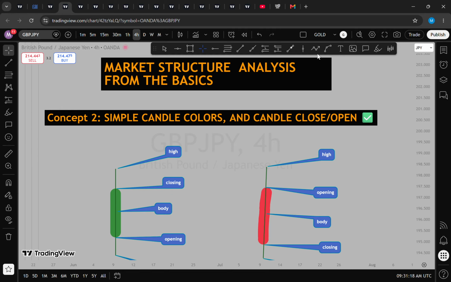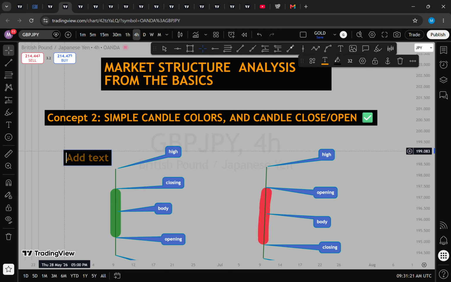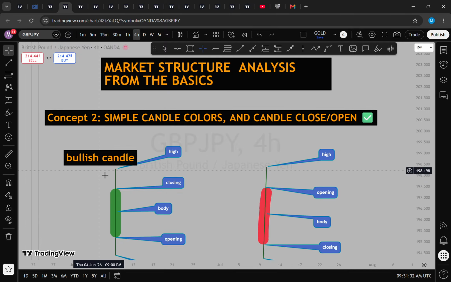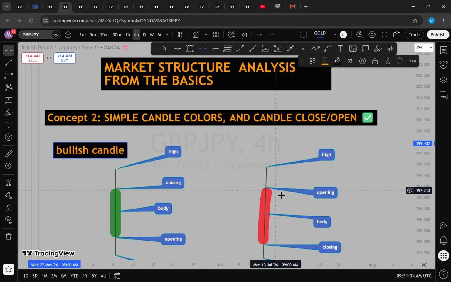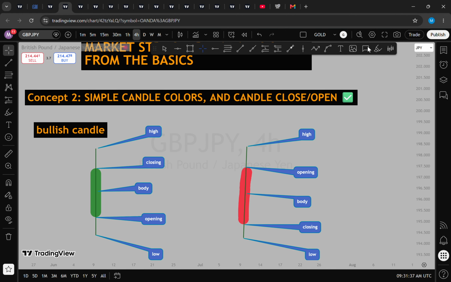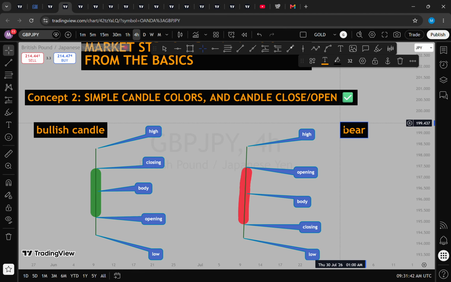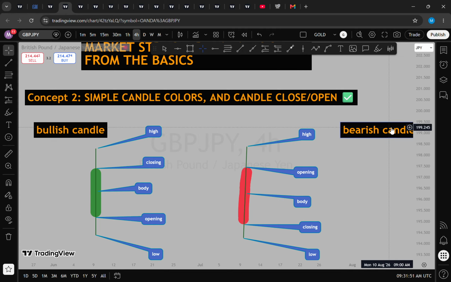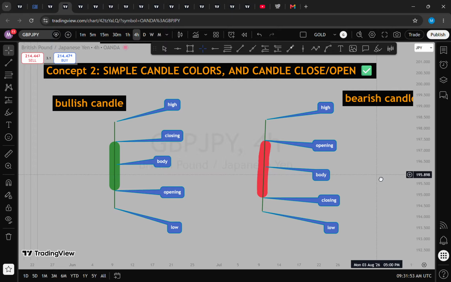So right here we have the bullish candle, and right here we have the bearish candle. So what do we have to learn from here?